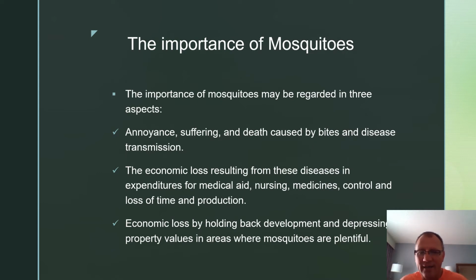In our next slide, the importance of mosquitoes. The importance of mosquitoes may be regarded in three aspects. One is annoyance, suffering, and death caused by bites and disease transmission. Two, economic loss resulting from these diseases and expenditure for medical aid, nursing, medicines, control, and loss of time in production. And three, economic loss by holding back development and depressing property value in areas where mosquitoes are plentiful.